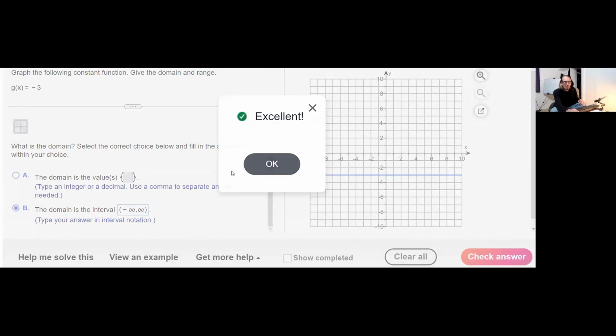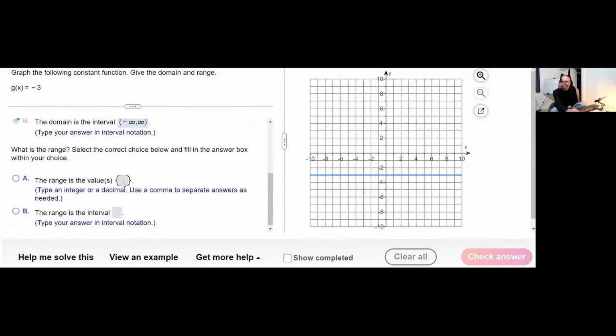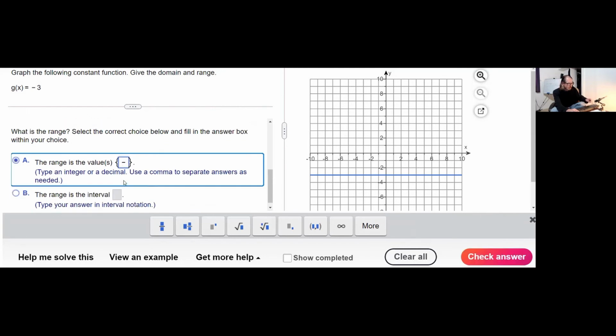The range, however: y is locked in, it's fixed at -3. And this time I do type it in the curly braces because it's finitely many things that y could equal, rather than some inequality being satisfied that would demand using interval notation.